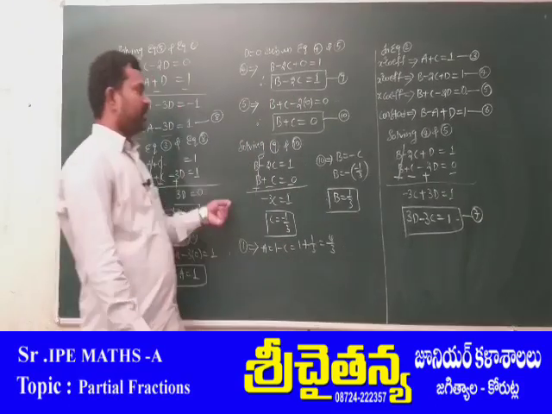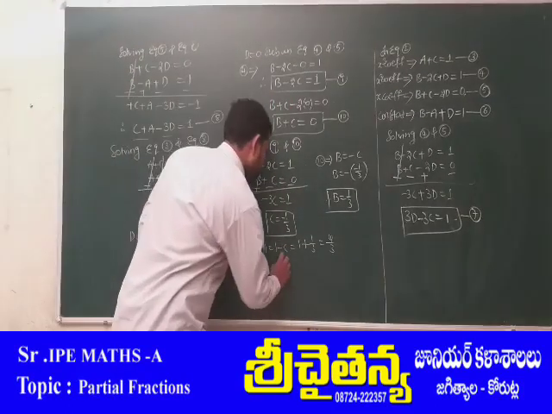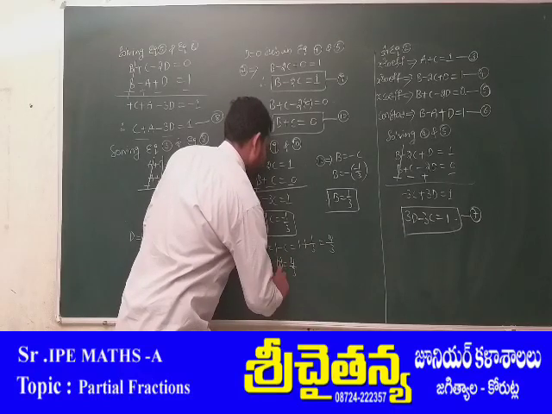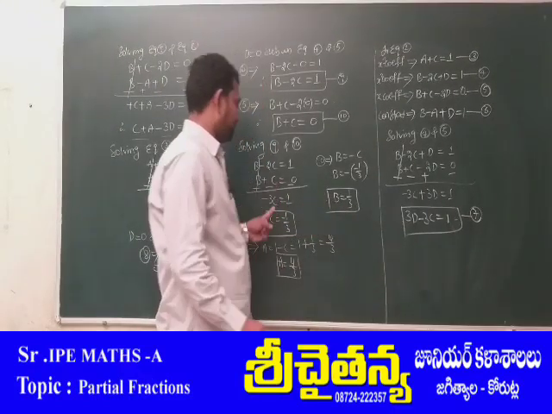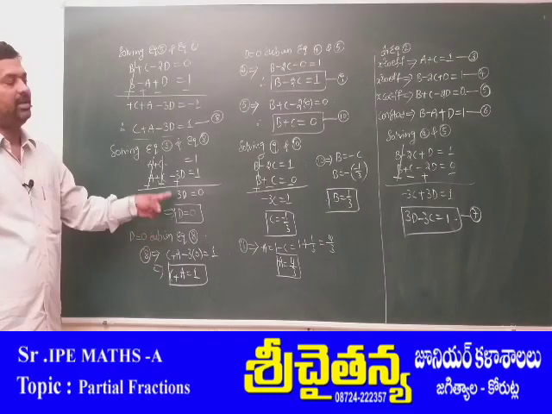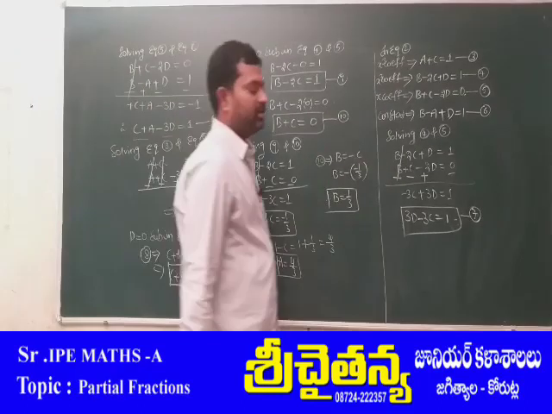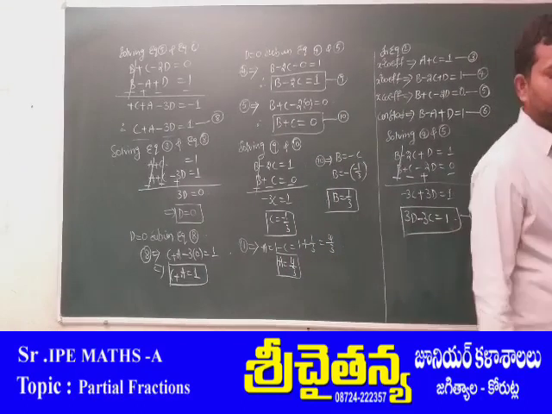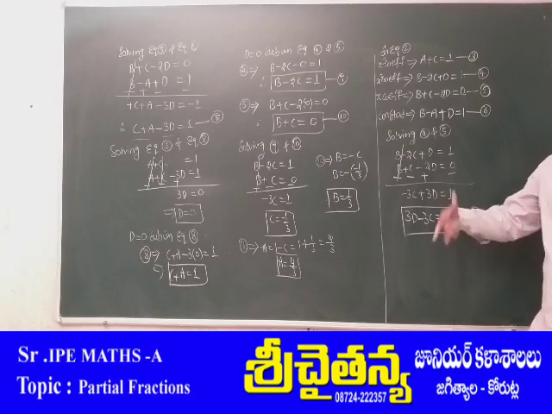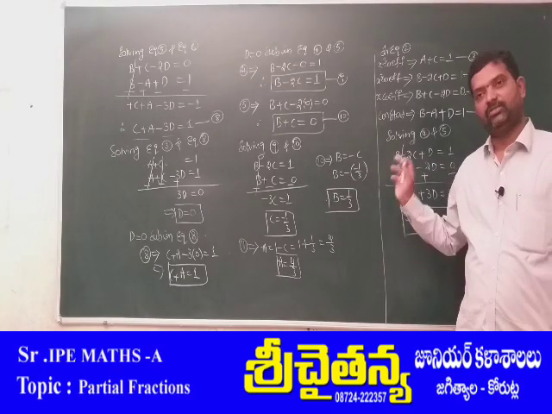Now a equals 4 by 3, b equals 1 by 3, c equals minus 1 by 3, d equals 0. Substitute all these values in equation number 1. We'll get the constant values. That means we'll get the answer of the given question.